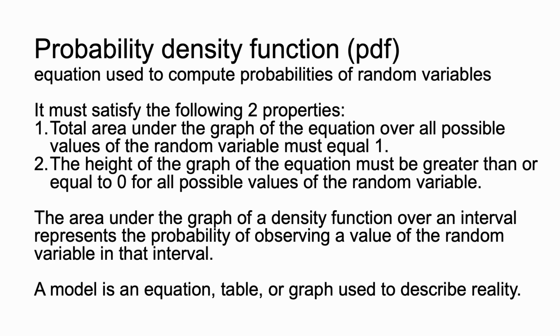As a reminder, when you're dealing with a probability density function, which is used to compute probabilities for random variables, you must satisfy two properties. First of all, the total area underneath the graph must be equal to 1. And secondly, the height of the graph can never be negative. You can have probabilities of 0 or you can have positive probabilities, but no negative probabilities. And the area under the graph over any interval represents the probability of observing a value of the variable in that interval.